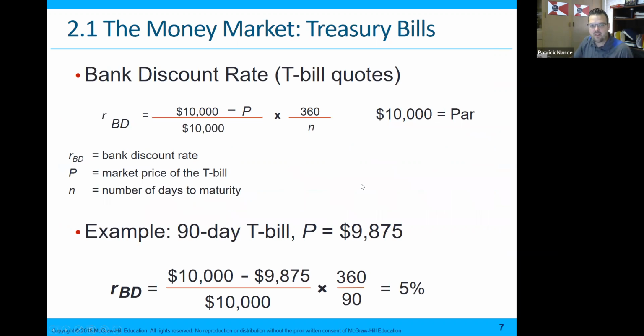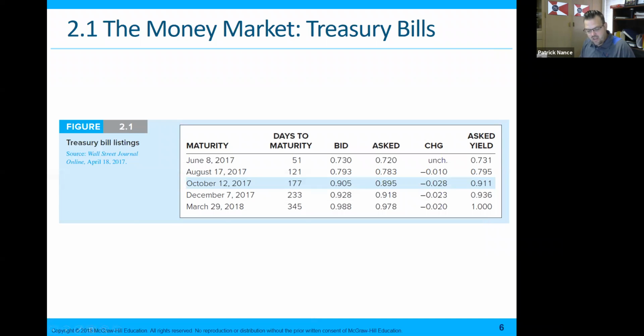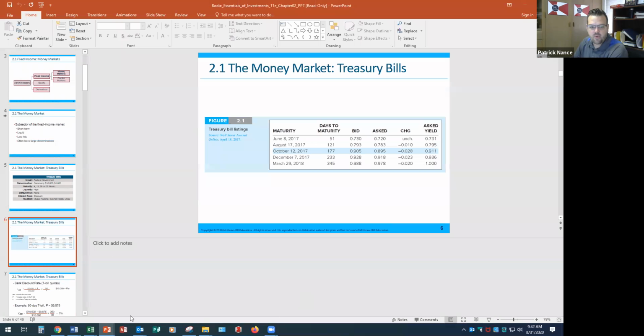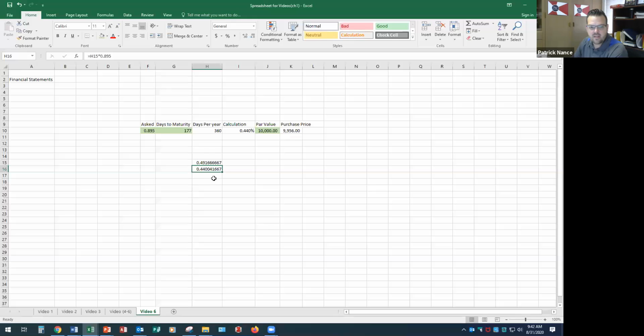Now, this is different math, so I don't want to confuse you. If we want to figure out what you could buy that one for, we need to take that 0.44%, which is really 0.0044, and multiply it by the par value to see how much of a discount it's going to be. They use the par value of $10,000 here. So the discount is going to be $44. Now I can take that from the face value, the par value, to find the selling price. So it's a $10,000 par value T-bill.